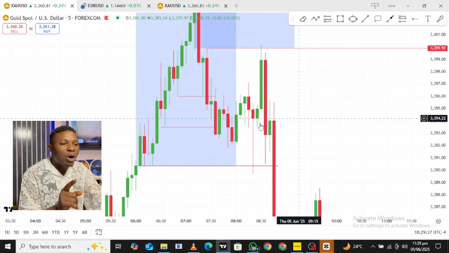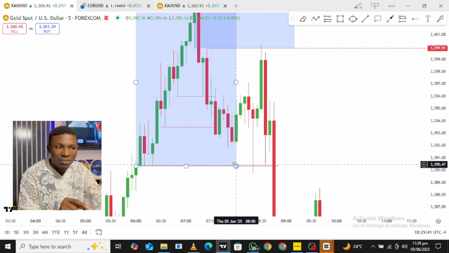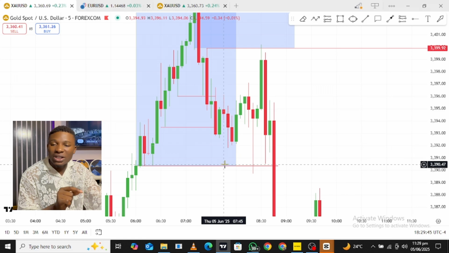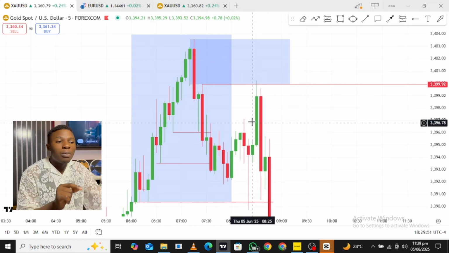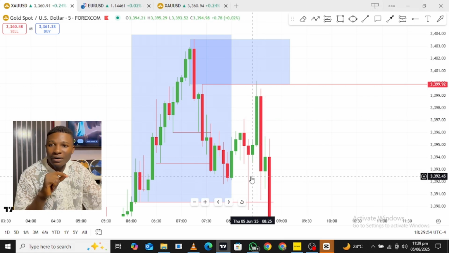You can see that price came all the way down to go below our range. This is the range you are dealing with, before coming back to this particular order block. This was the range you are dealing with in the market, from this particular low to this particular high on the 10 minutes time frame. But before price picked our trade, price went all the way below our range.